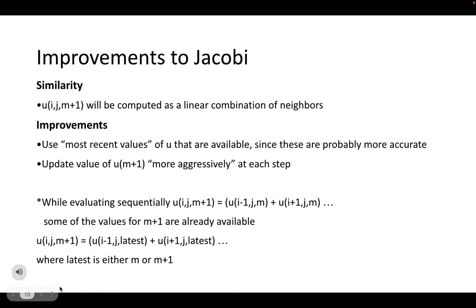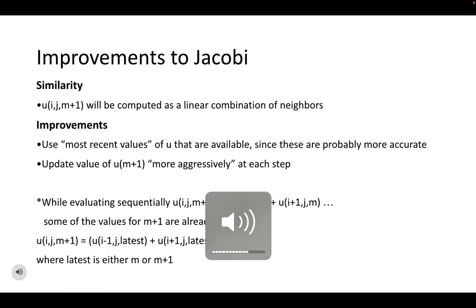There are some improvements to the Jacobi method. Similar to Jacobi, these improvements also compute based on a linear combination of neighbors, but the differences are mainly in two ways. First, the improvements use the most recent values of u that are available to get a more accurate outcome. Second, they update the value of u n plus 1 by adding a multiple correction of the adjustment.